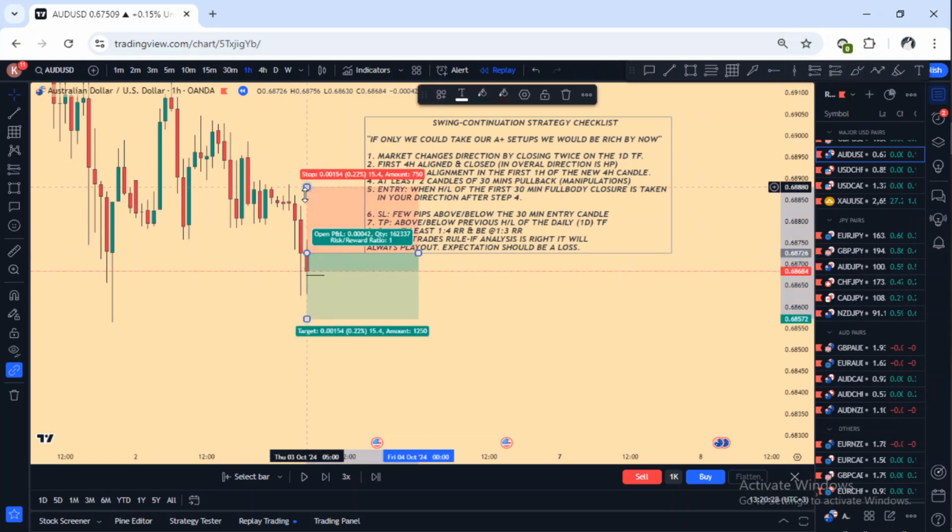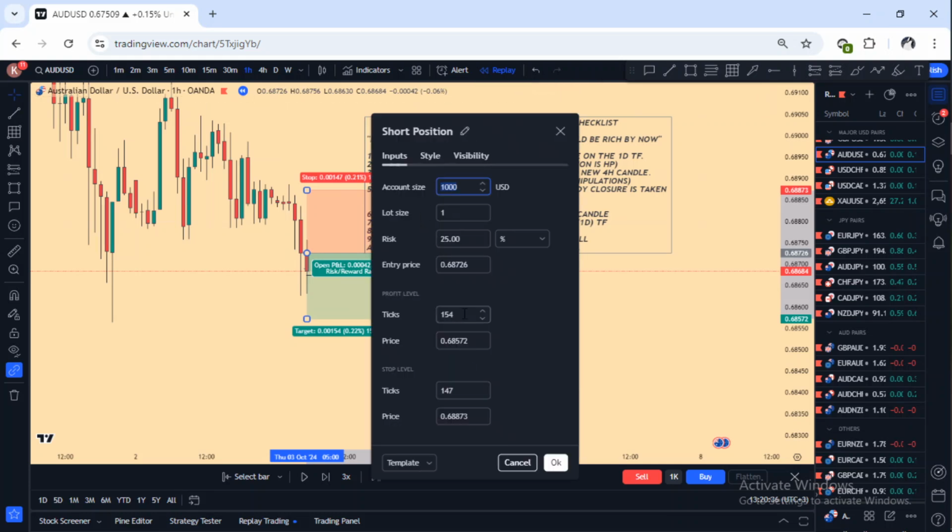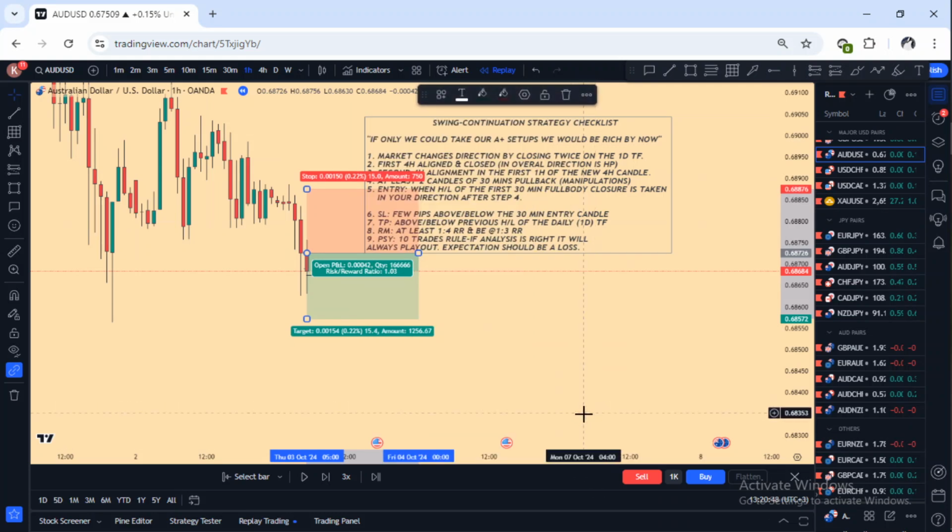Stop loss, this would be 13 pips, so you can make it maybe 15 pips, that will be fine. So maybe you can place that as 15 pips.